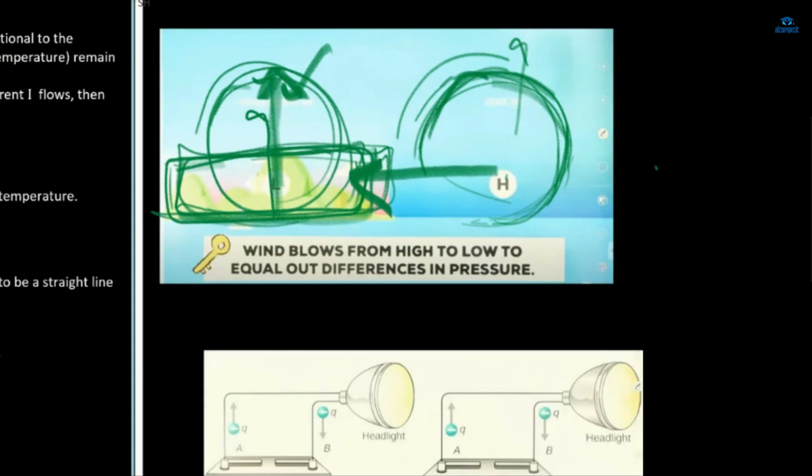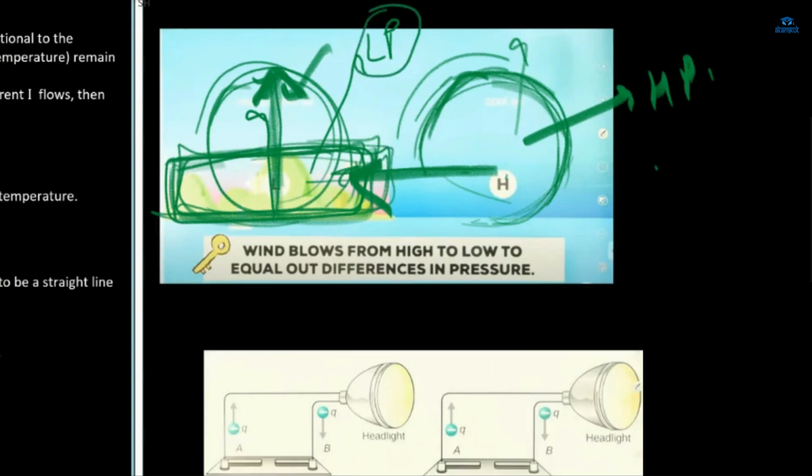Yes, now cold air will shift to the region where the hot air has risen up, right? Hot air has gone up, so where will the cold air come? To this side. It means that here low pressure has been created, and here high pressure is there. Here low pressure of air is there, and here high pressure of air is there.